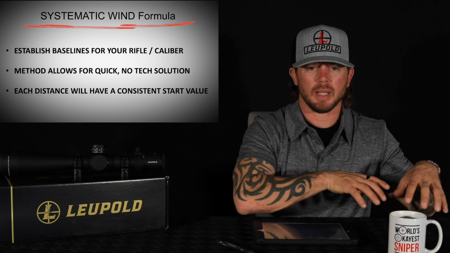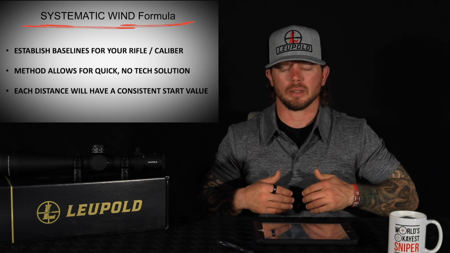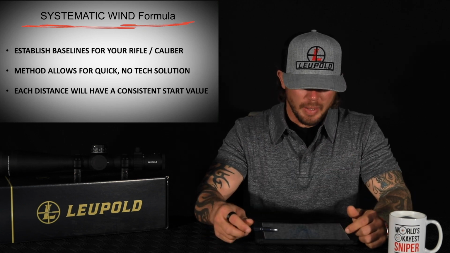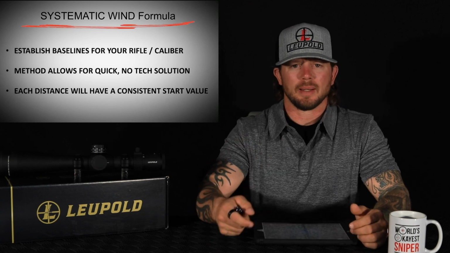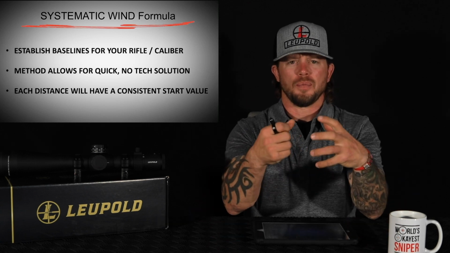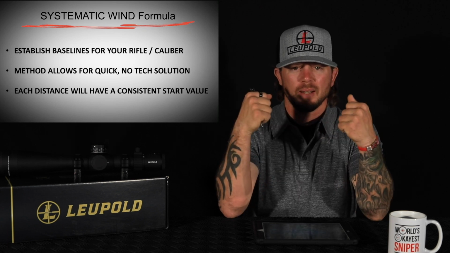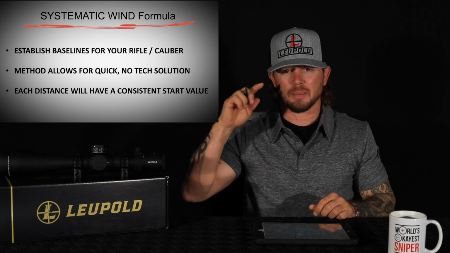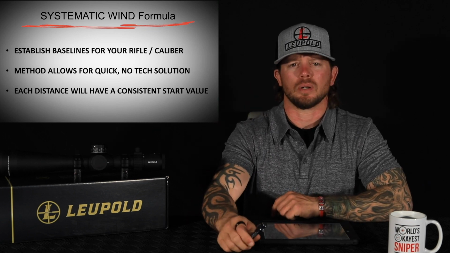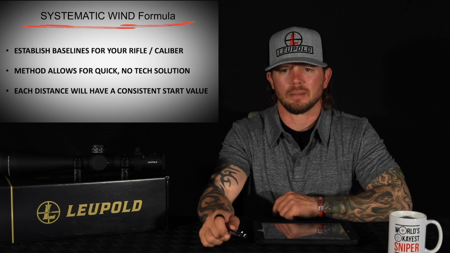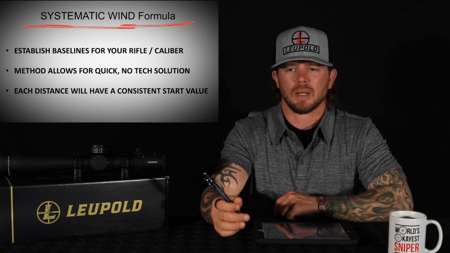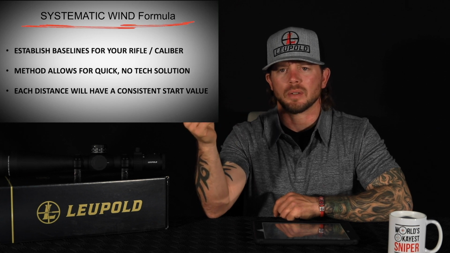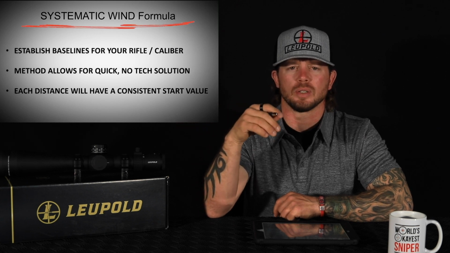This is going to go back to the beginning where we were using the ballistic calculator to establish our rifle's baseline, right? So we have to establish a baseline, which we did in the beginning. And then we have this method allowing quick, no-tech solution, meaning I don't need this iPad, I don't need my phone, because in my brain I am capable of making this wind call without any of those gadgets, right? And that's what I want, because my brain is going to process what's happening downrange, and these cool little gadgets are not. They're going to process what's happening at your position.